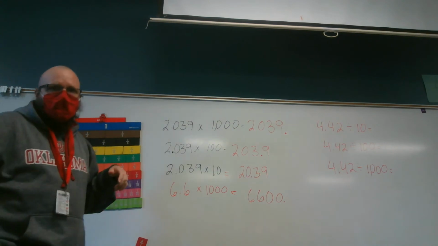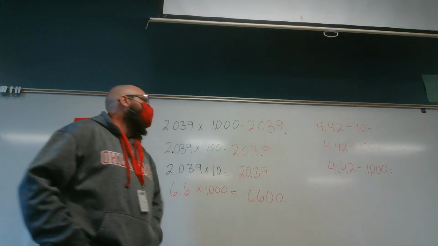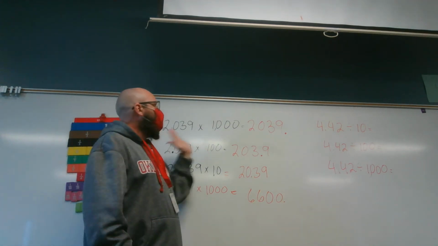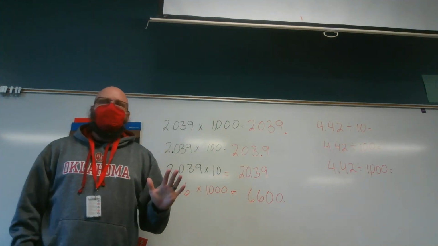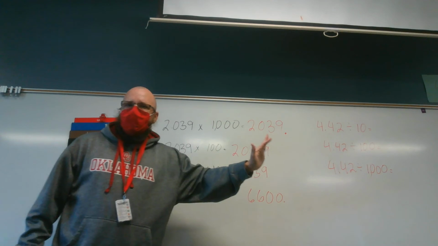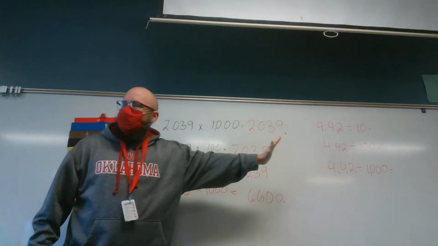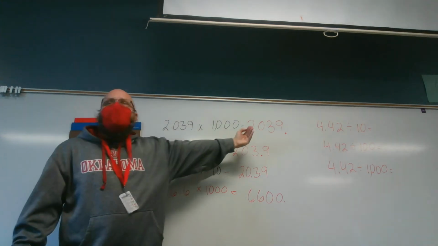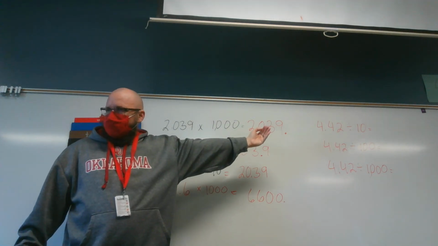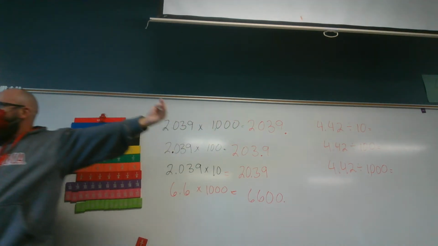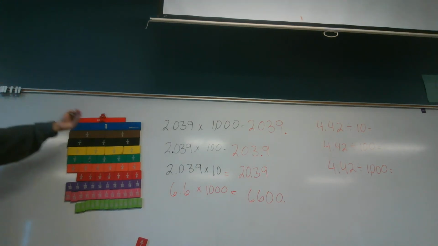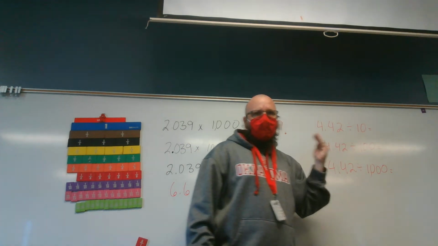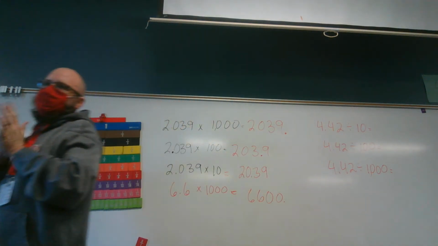Let's look at dividing. Well, since multiplying by a power of 10 makes our number bigger, and to make our number bigger we move the decimal point to the right, if we're dividing by a power of 10, we need to make this number smaller, which means the decimal point's going to move to the left, because that's the only way we make a number smaller is by moving the decimal point.